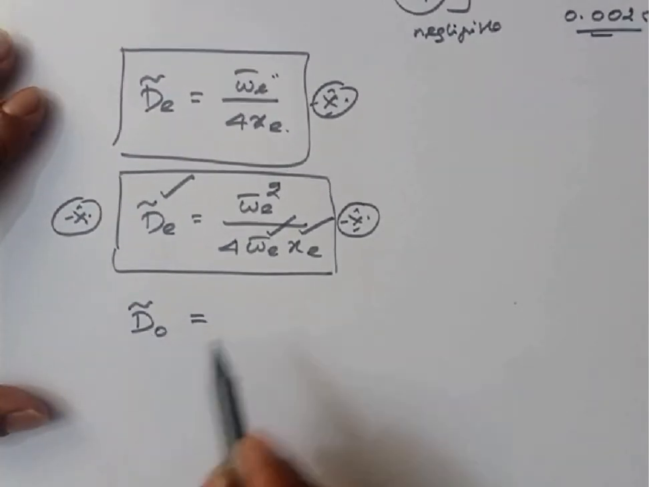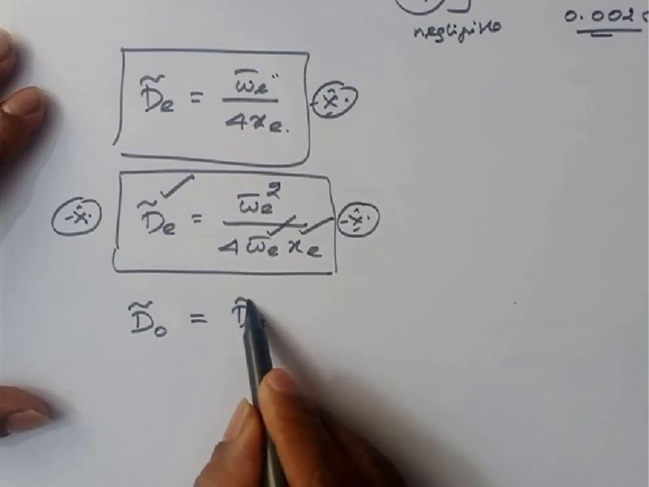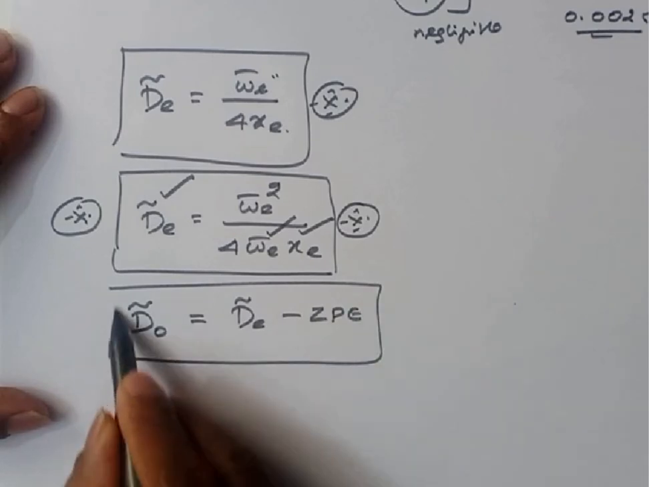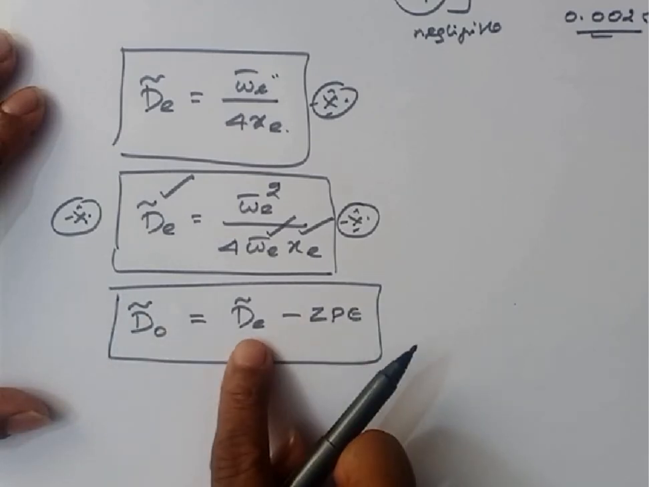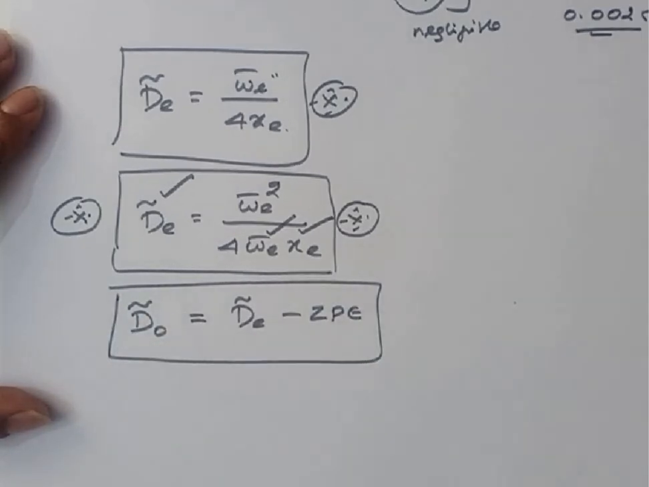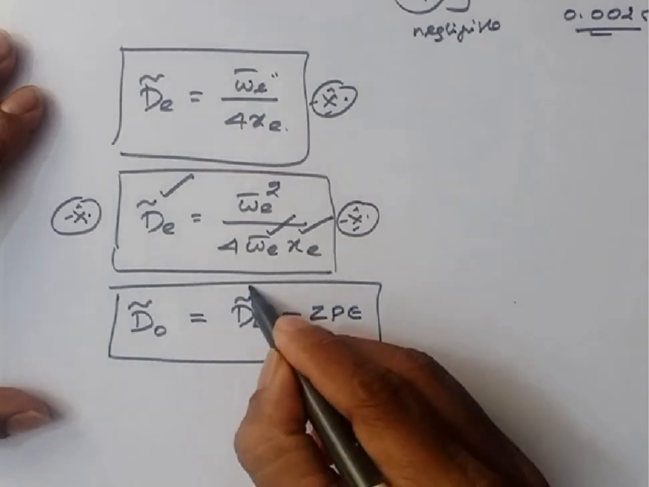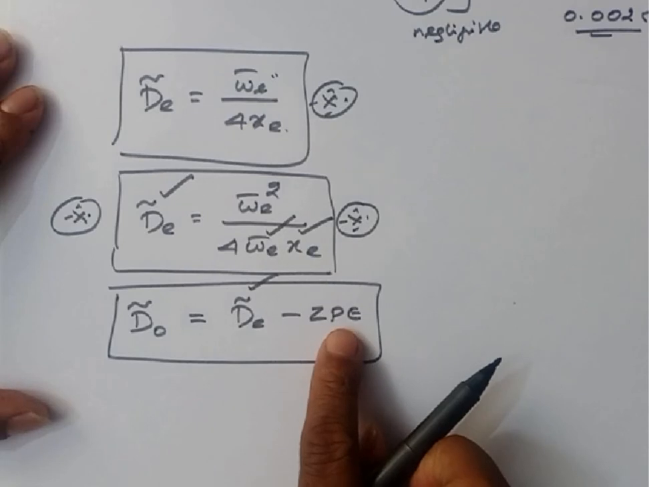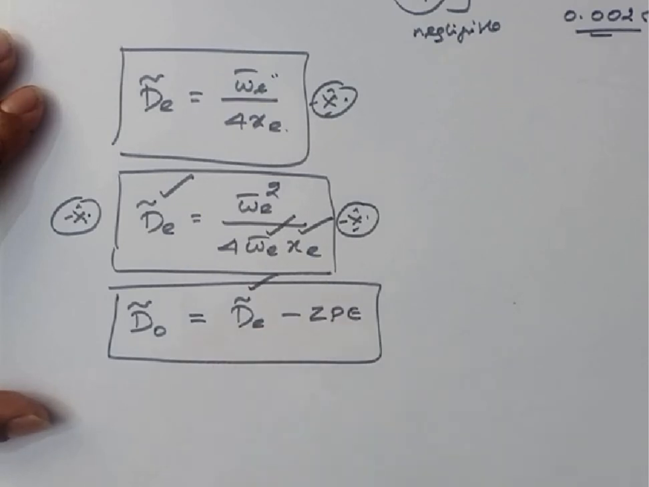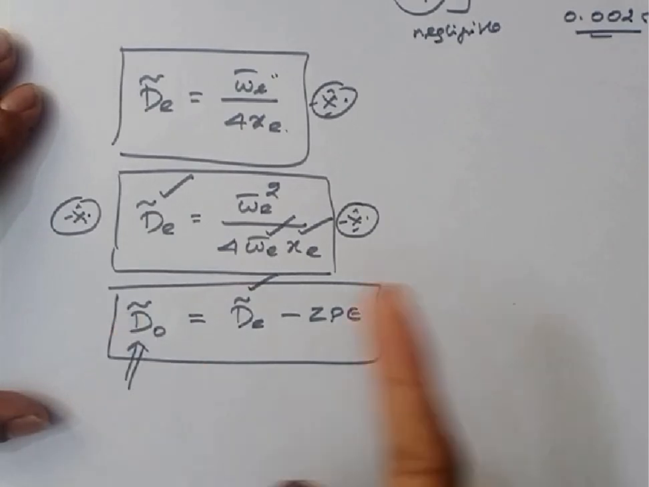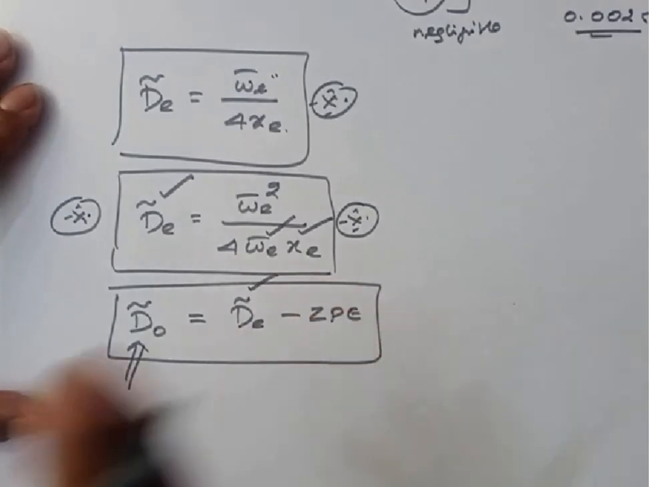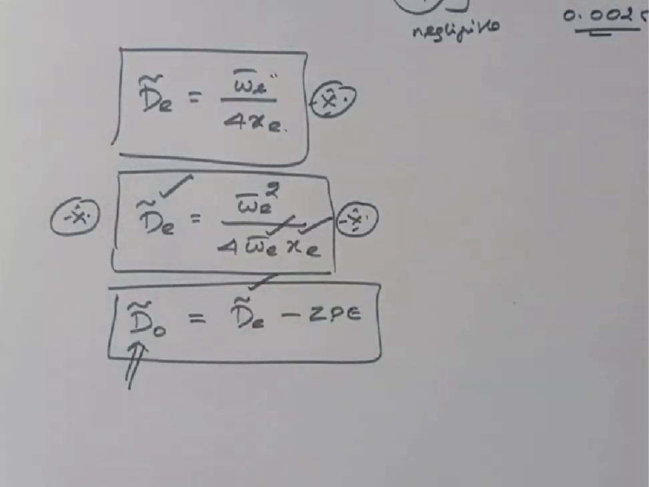Now, what is D0? D0 is nothing but equilibrium dissociation energy minus zero point energy. Am I right? If I subtract zero point energy from De, I'll get D0, correct? So you can find De from this equation, and if you know zero point energy and subtract that, you will get the D0 value. You can also get D0 value through spectroscopy. You can compare whether the two values are correct or not.